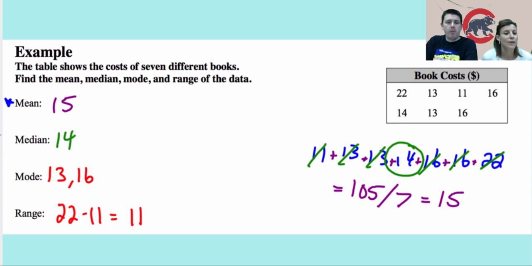Now when we look at all that, we're supposed to be describing the center of the data, and sometimes that center or that middle changes based on extreme data points. In this case, we don't really have any. Our range is from 11 to 22, and they're kind of evenly distributed. So all of our numbers look about right.